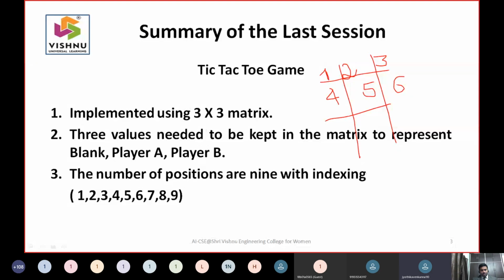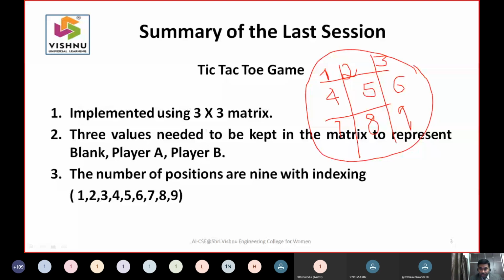No, sir. Blank can be represented as 2, player A as 3, player B as 5. You can do that. But you need to understand 2, 3, 5 are the values, not the positions. Here 1, 2, 3, 4, 5, 6, 7, 8, 9 are the positions. These are the positions. Indirectly, what I am telling is that 1 is a cell number, 2 is a cell number, 3 is a cell number.